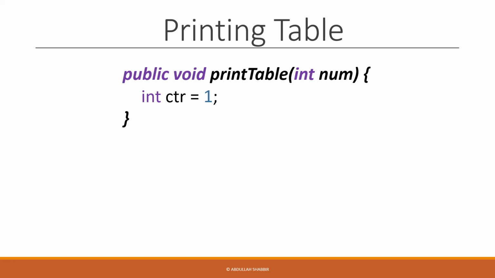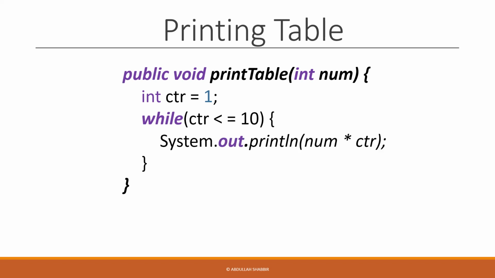Next, we have the condition of the while loop. This is exactly the same as the conditional block of our for loop. So we will write counter is less than or equal to 10. We will then write a print statement which will print the table for us. Again, this is the same as our for loop body.